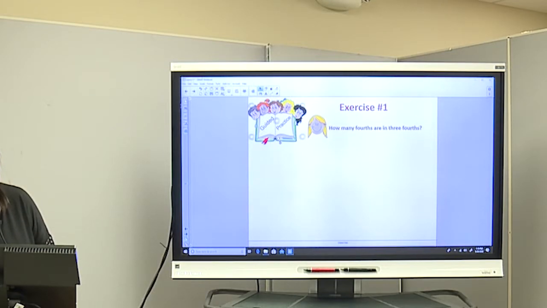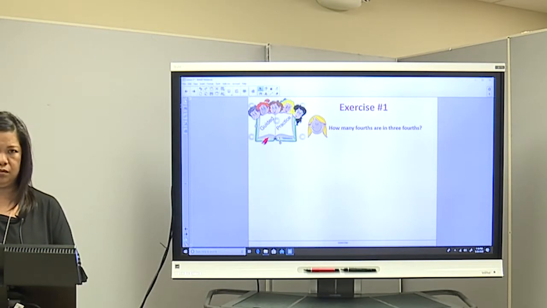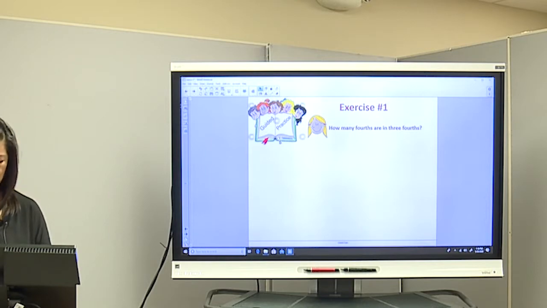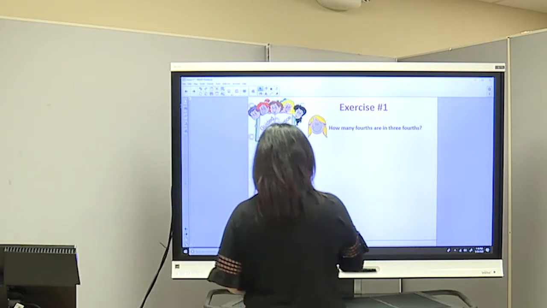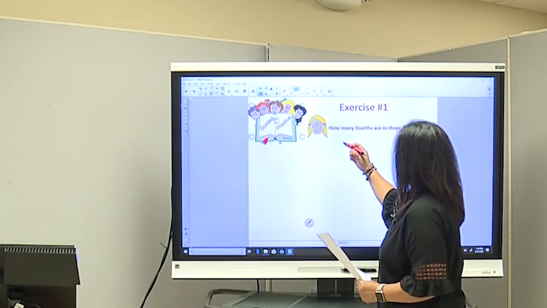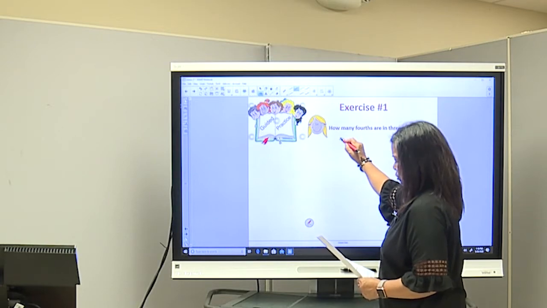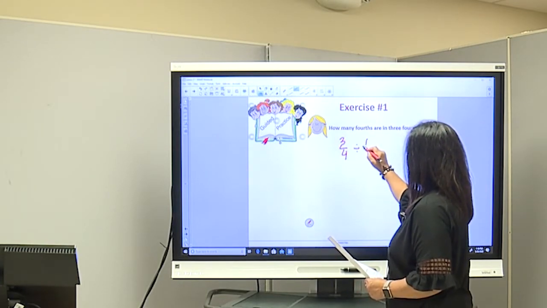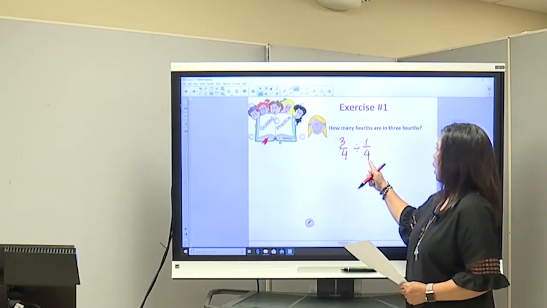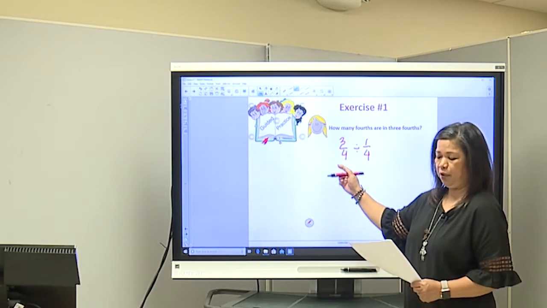Exercise 1. How many fourths are in 3/4? So what's the division expression there? The division expression is 3/4 divided by 1/4. How many fourths are in 3/4?